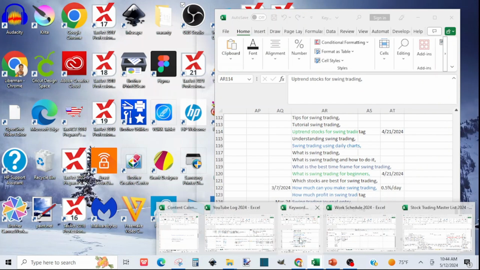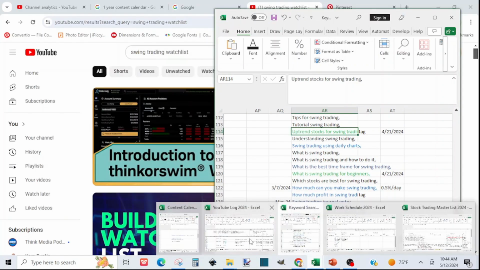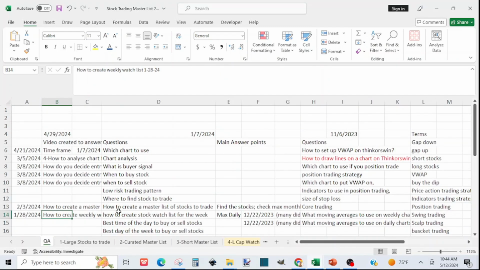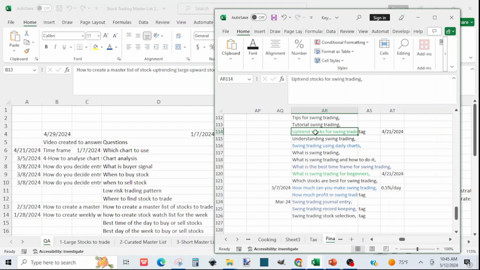So if we go back, and I'm very specific about it, how to create a master list of stocks to trade was the question I was asking. How to create a master list of stocks. So uptrending large. Okay, so that's how I call it, but it's not how people are searching it. So uptrend stock for swing trading.